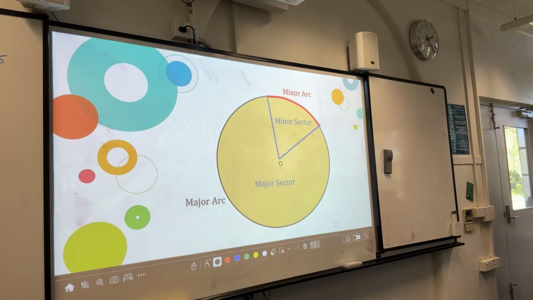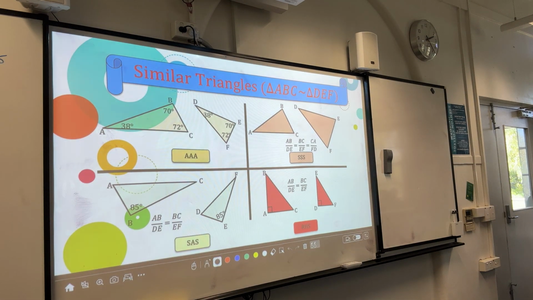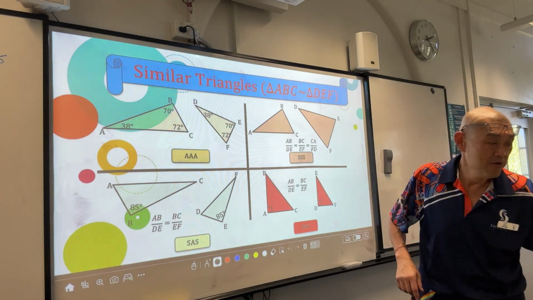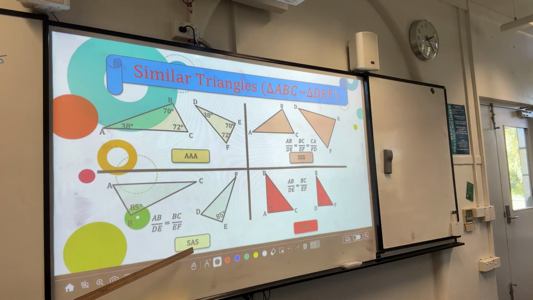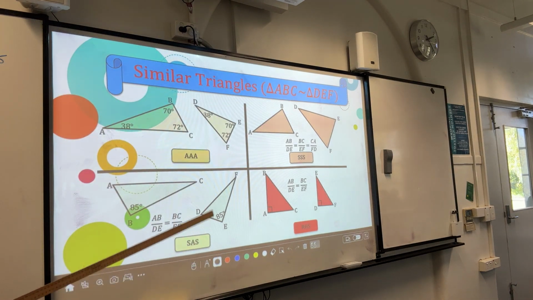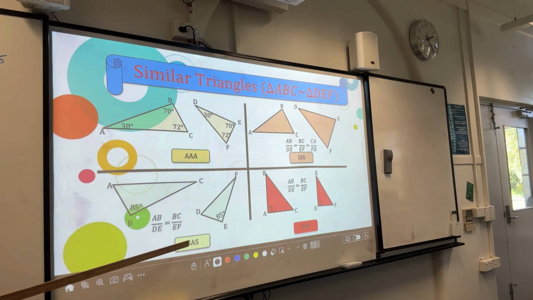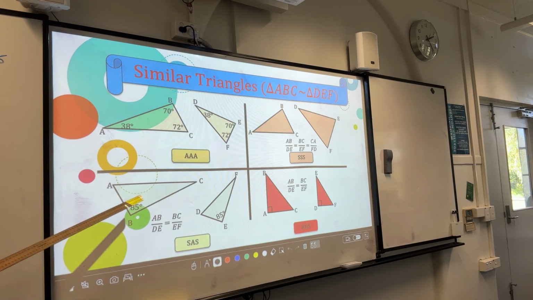All right, now, Year 9, similar triangle proof. Angle, angle, angle; side, side, side; side, angle, side; and right angle, hypotenuse, side. Now, really remember something: SAS can never be ASS, all right? Why can't it be ASS? Apart from it not being such a nice word, the angle has to be in between two sides. That's why it's SAS, right?